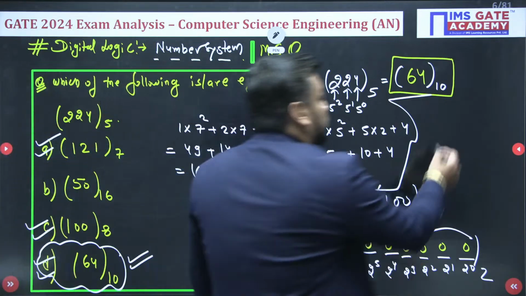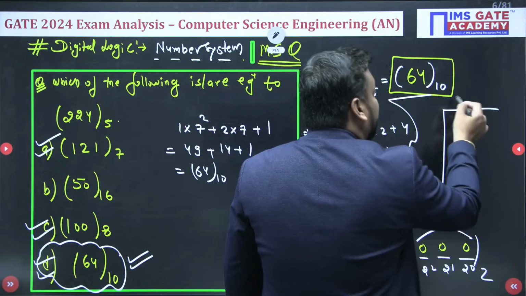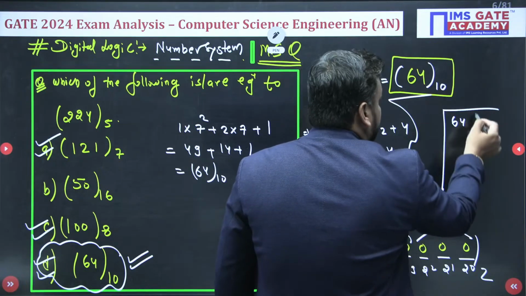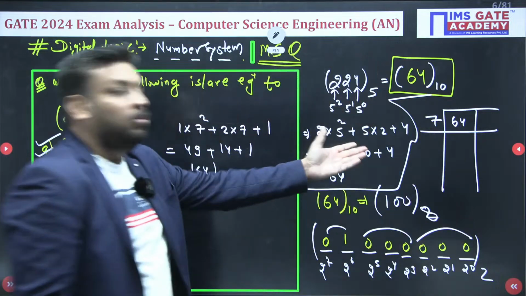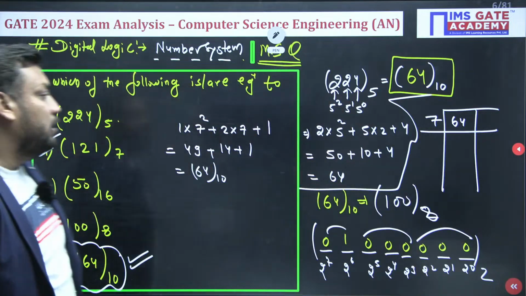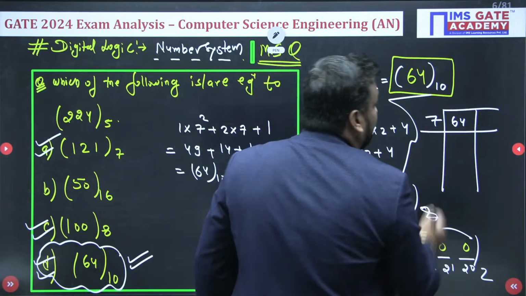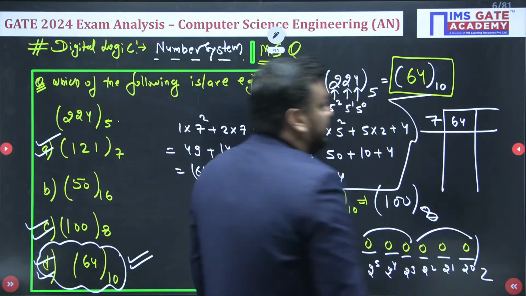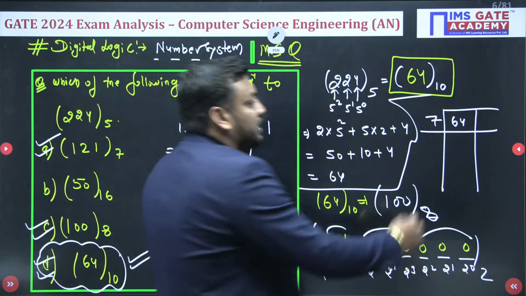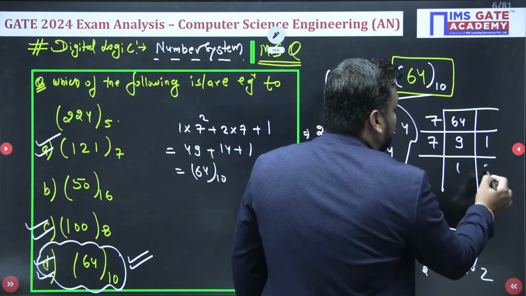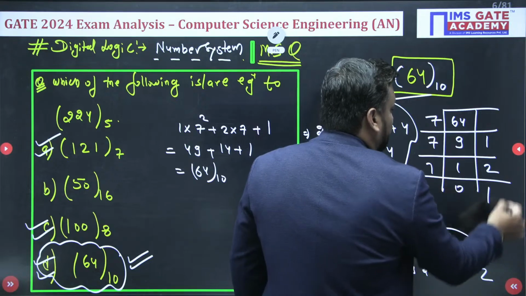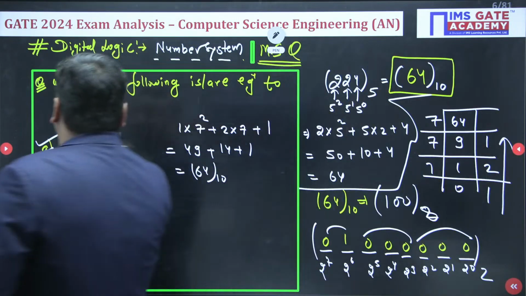Definitely guys, you can also go for this approach. You can convert the decimal 64 into base 7 also. You will get the same 121. How will you get it? You can check here. When you divide by 7, 7 nines are 63, 1 is left. Again 7 ones are 7, 2 is left. Again 7 zeros, 1 and 2 are left. So 1 2 1 for sure. So like that also you can cross check.